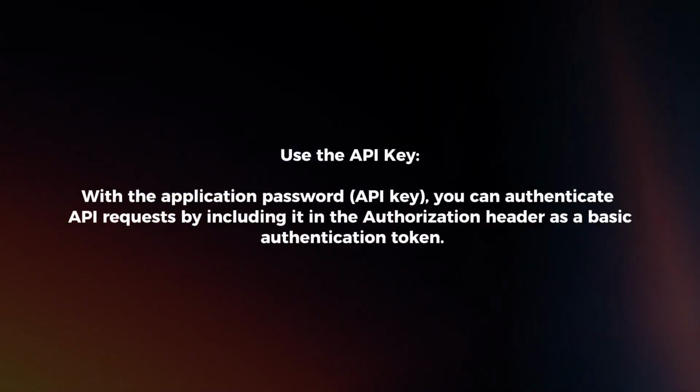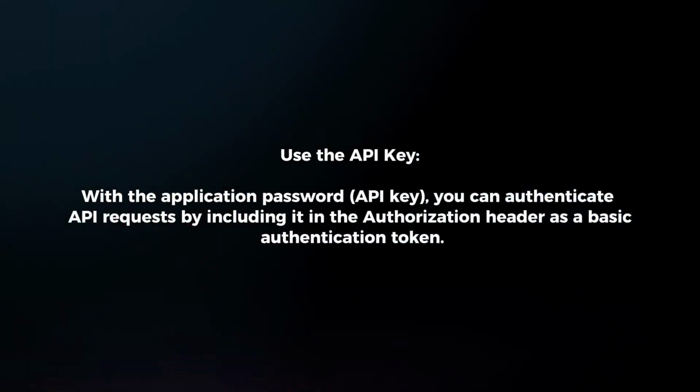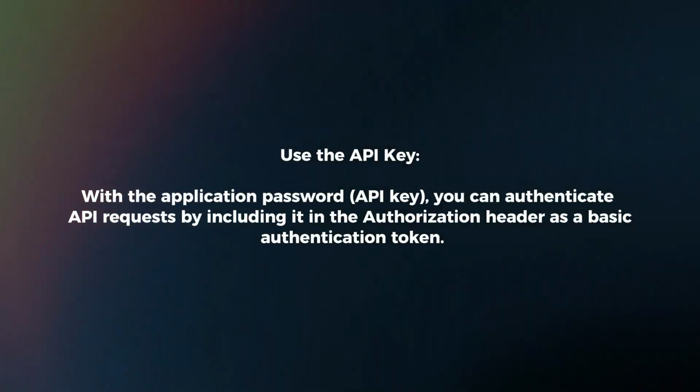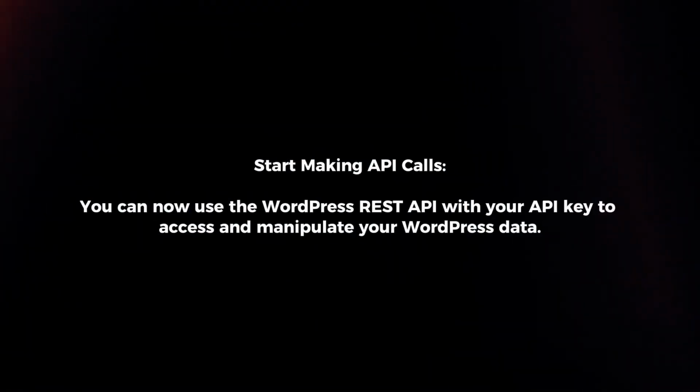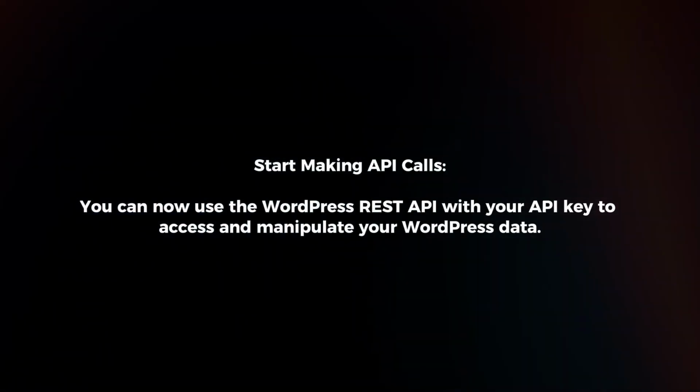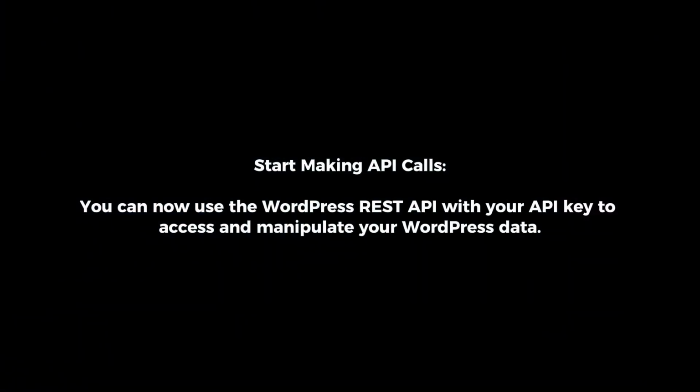Use the API key. With the application password, you can authenticate API requests by including it in the authorization header as a basic authentication token. Start making API calls. You can now use the WordPress REST API with your API key to access and manipulate your WordPress data.